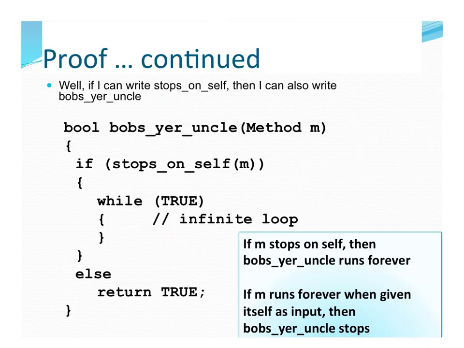In the more general case, whatever your method is, if that method stops on itself, then Bob's your uncle runs forever. And if that method runs forever when given itself as input, then Bob's your uncle will stop quickly and just return true.